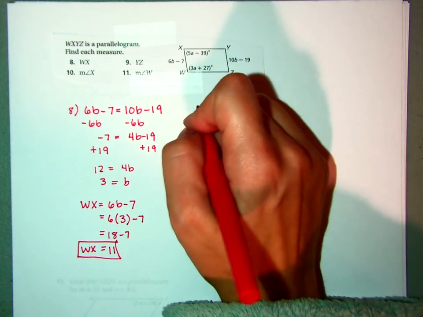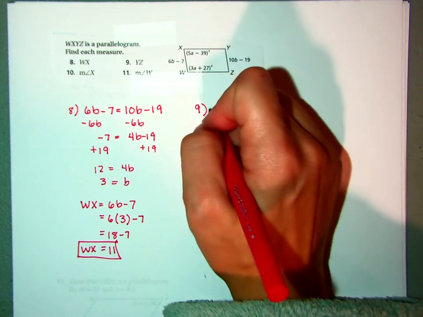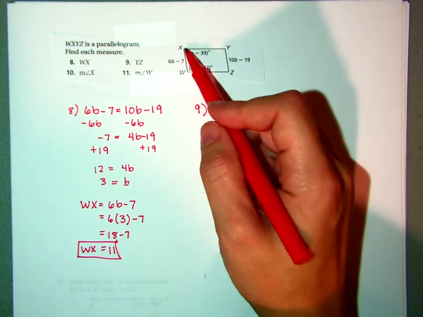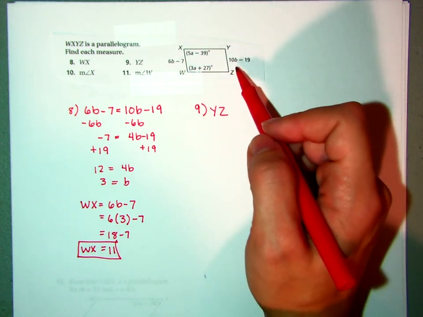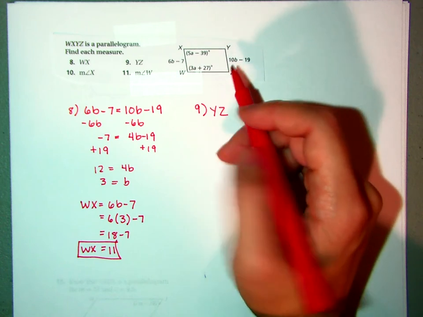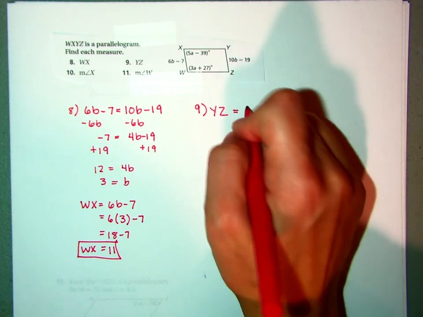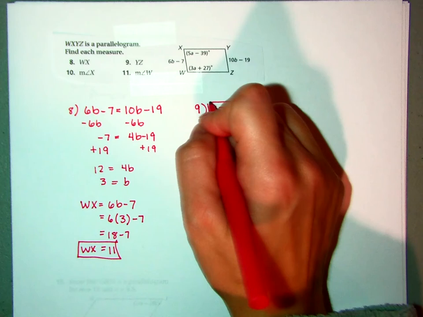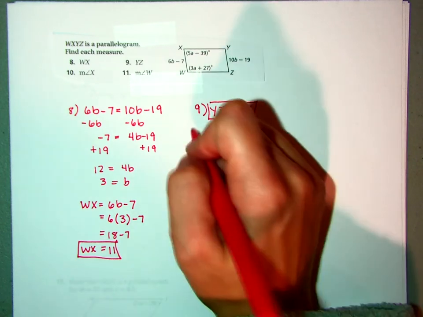Let's look at number 9. Number 9, we're supposed to find YZ. Well, we just figured out that WX is going to be 11 units, and so YZ, which is its opposite side, in a parallelogram, opposite sides are congruent. So without doing any extra calculations, already I know that YZ is going to be 11 units, because it's going to be the same measure as WX.